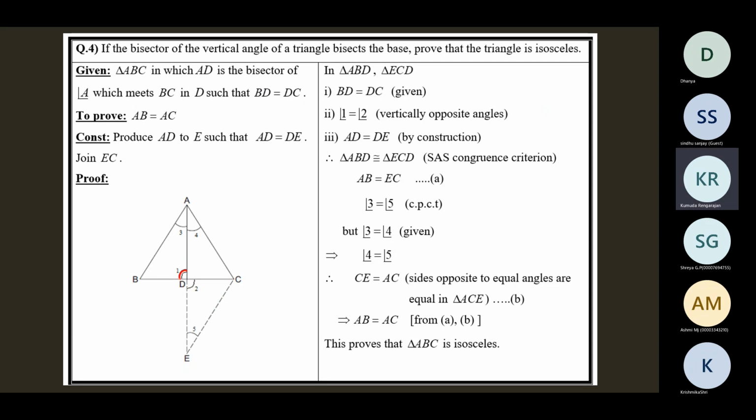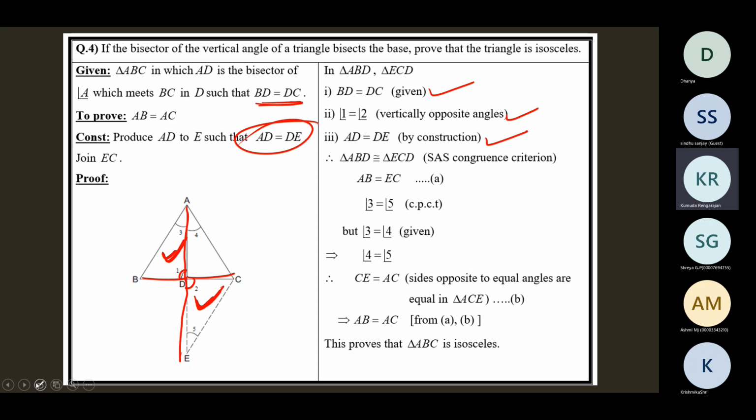So, see these two triangles. Angle 1 is equal to angle 2, vertically opposite angles are equal. BD of this triangle is equal to DC of this triangle. That is given. BD is equal to DC is given. And then AD of this triangle is equal to DE of this triangle, by construction. See here, AD is equal to DE, construction.